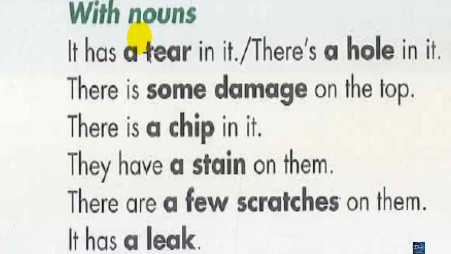With nouns, it has a tear. It has a tear in it. There is a hole in it. So here, it has a tear. There is a hole. So I describe the problem with a noun. There is some damage on the top. There's a chip in it. They have a stain on them. There are a few scratches in them. It has a leak. So here, we use nouns to describe the problem.